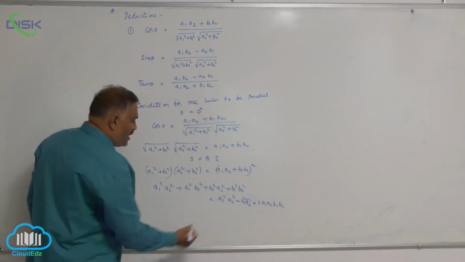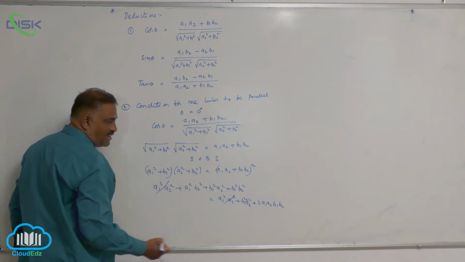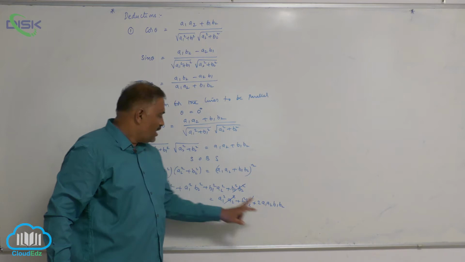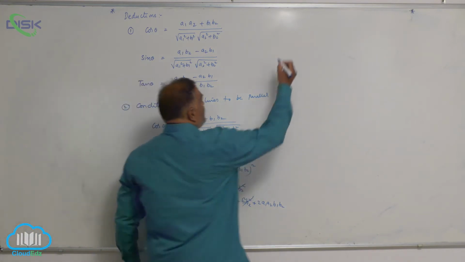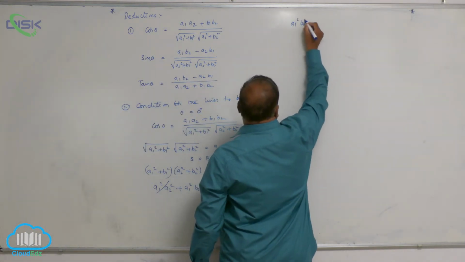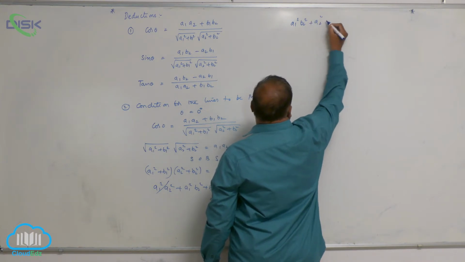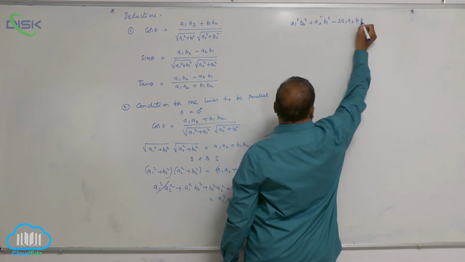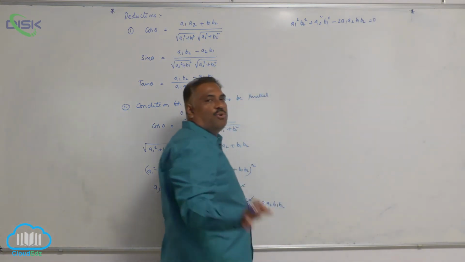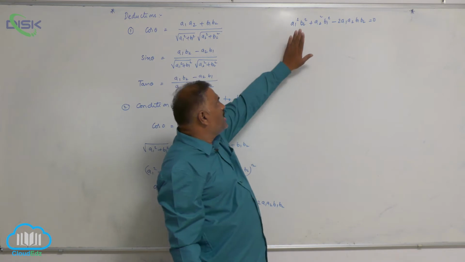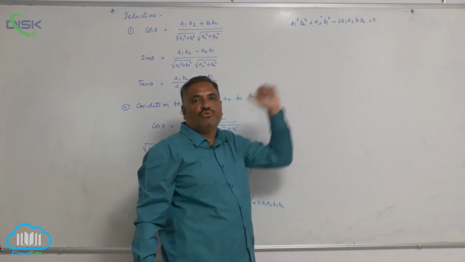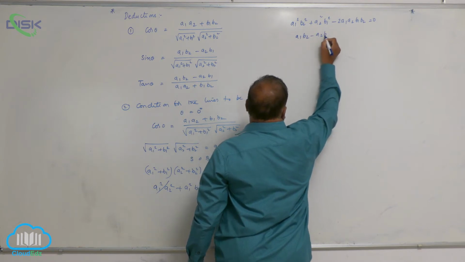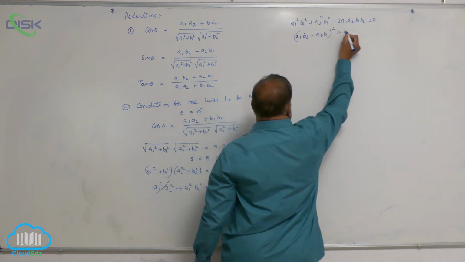Now you observe a1 square a2 square gets cancelled, b1 square b2 square gets cancelled. Now bring this term to the LHS part. That is a1 square b2 square plus a2 square b1 square minus 2a1 a2 b1 b2 is equal to 0. Now you can see, is it in the format of a square plus b square minus 2ab? It is a1 b2 minus a2 b1 whole square is equal to 0.